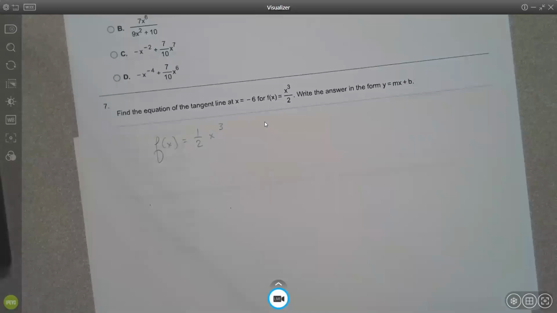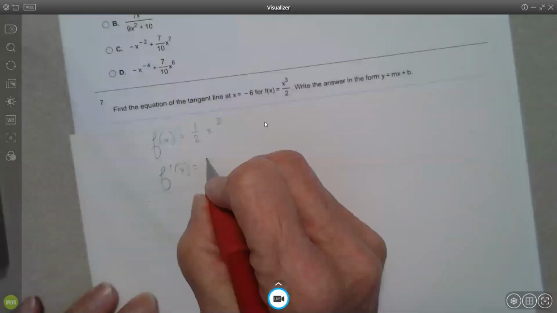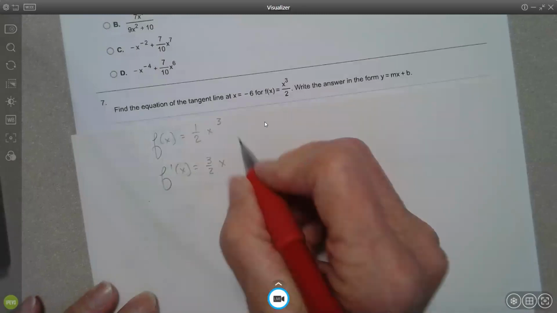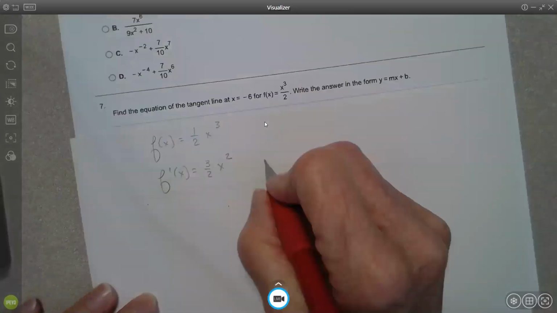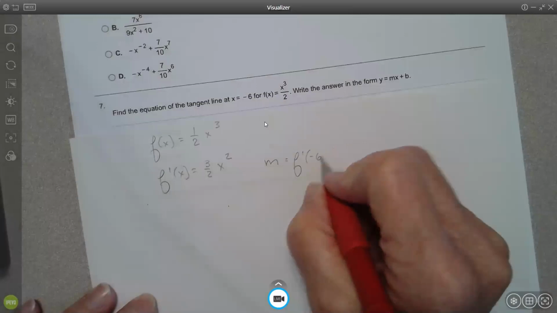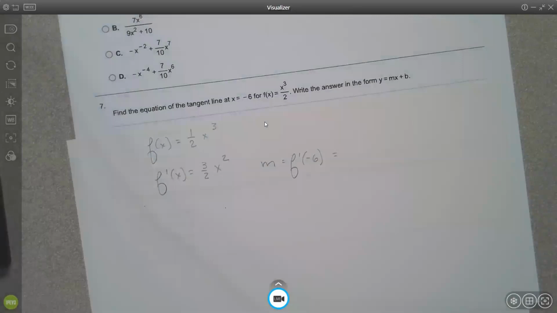So let me get my derivative. 3 times 1/2 is 3/2. X subtract 1. So my slope, I find it by doing f prime of -6. If that's 54, you store that in. Slope is 54, so I got my slope.